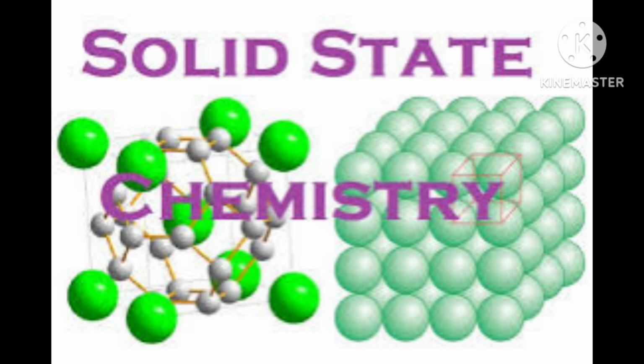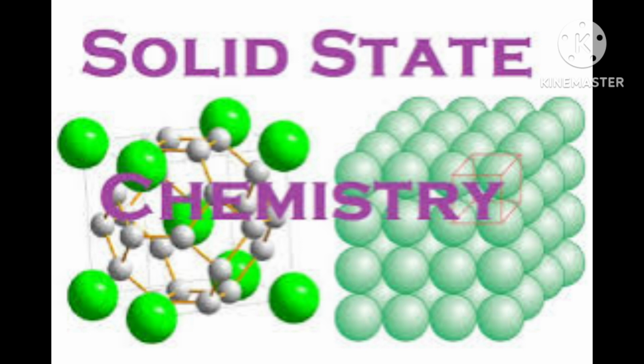Now I am going to tell about the amorphous and crystalline solid. Solid is divided into two types, basically divided into two. First is amorphous solid and second is crystalline solids. Solids can be classified as crystalline or amorphous on the basis of the nature of order present in the arrangement of their constituent particles.